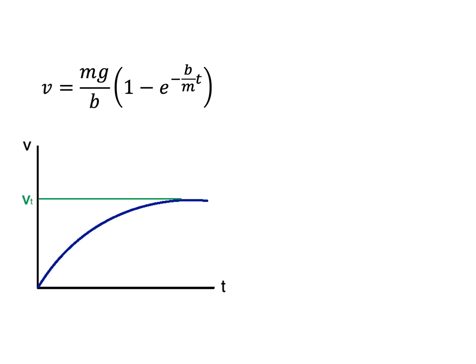And so this is the behavior of the velocity of the object as it falls. It starts out with a bigger acceleration, but the acceleration is decreasing, and eventually it goes to 0. And at that point, it's reached the terminal velocity.